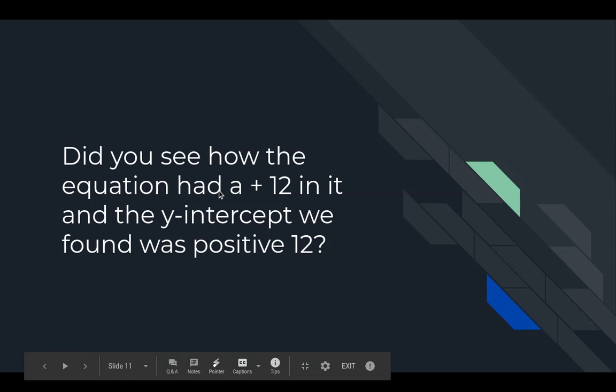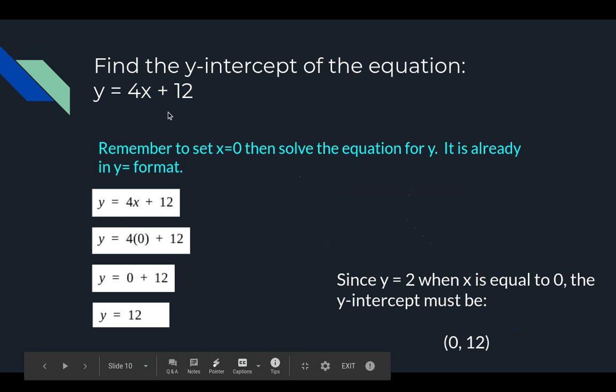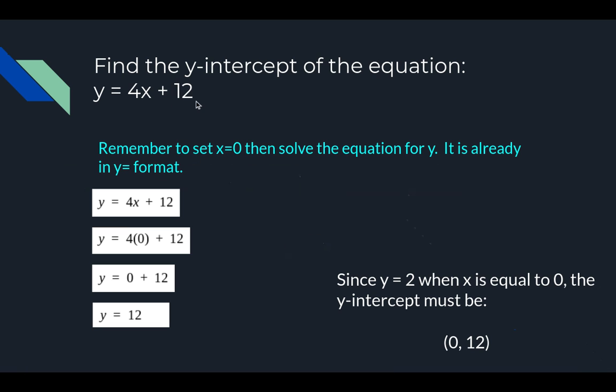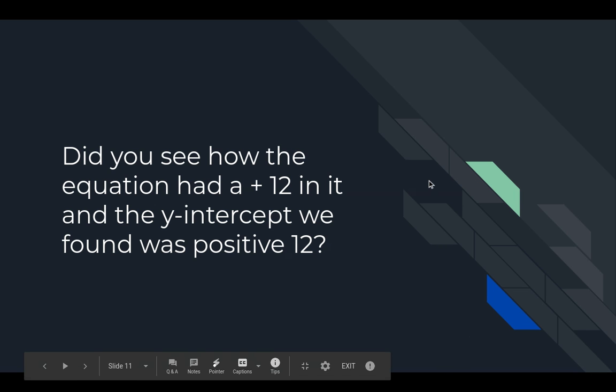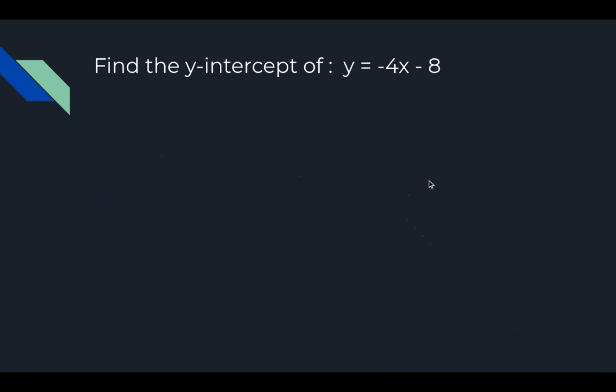Now, did you notice how the 12 had a plus in the equation, had a plus 12 in the equation and with our point? If you didn't see that, the equation up here, y equals 4x plus 12, and the intersecting point was at 12. Definitely not a coincidence. This is something that is specifically planned out.